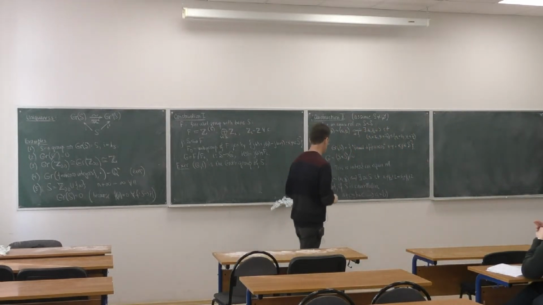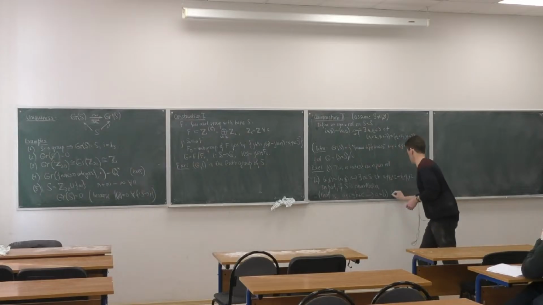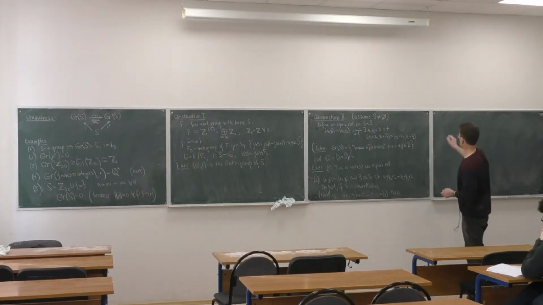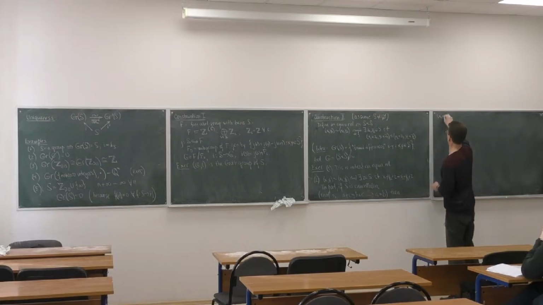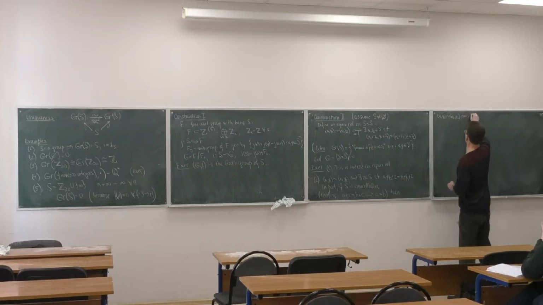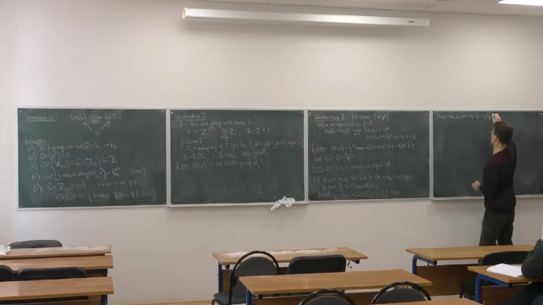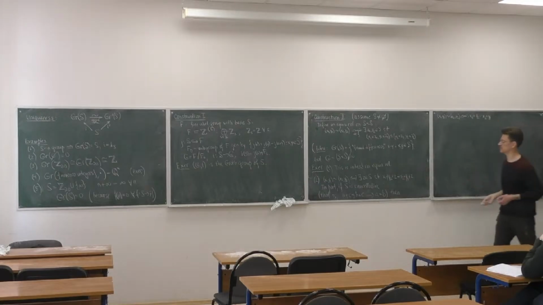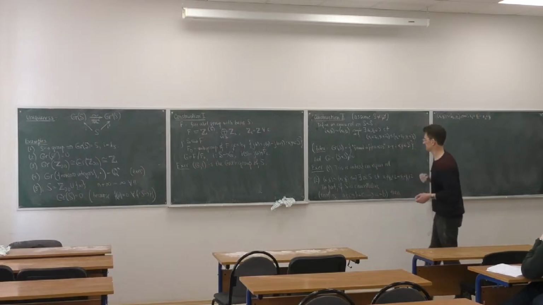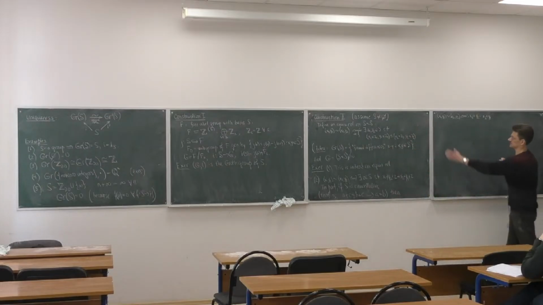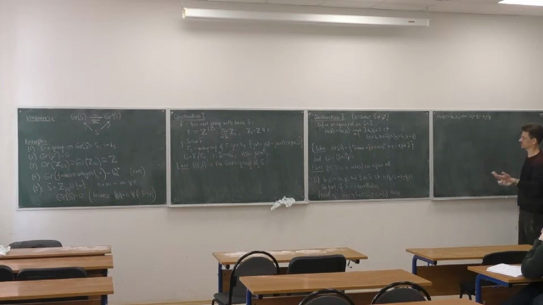So if S is cancellative, then two pairs (x1, y1) and (x2, y2) are equivalent if and only if x1 plus y2 equals x2 plus y1. So this is very close to our original idea of taking formal differences, because this pair represents x1 minus y1. And of course x1 minus y1 is equal to x2 minus y2 in any group if and only if I have this property.